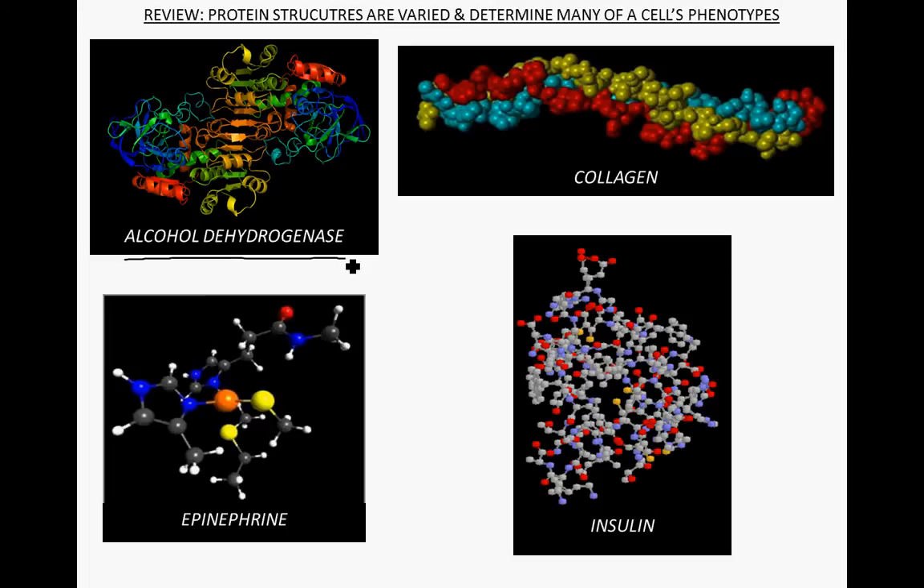We have proteins like collagen that play structural roles in cells. You have very simple amino acid-based proteins like epinephrine here that are hormone and neurotransmitter-based or have function to them. And then here's a protein that most of you are probably familiar with, insulin, helping to get blood glucose into or out of cells. So lots of different functions, lots of different shapes and sizes to these proteins.